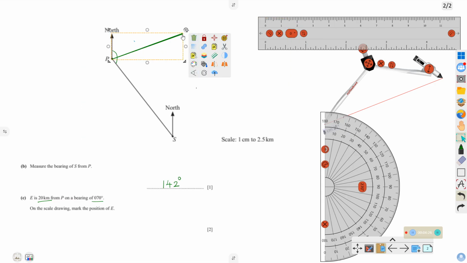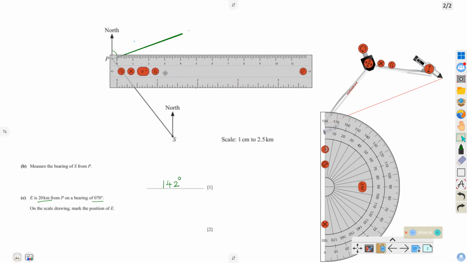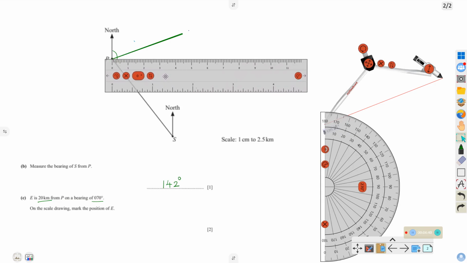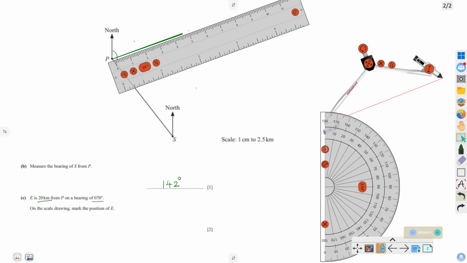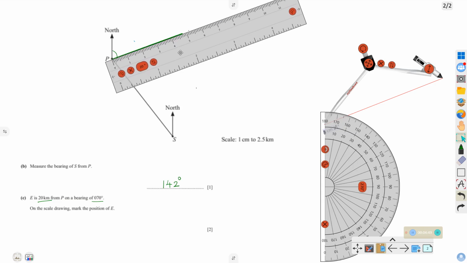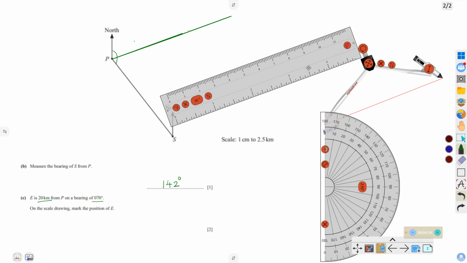So now I need to extend this line. So taking the ruler I will do it. Take your ruler, keep it on this line and make a bigger line for this, so that I can find the distance. That means I should mark E, right?